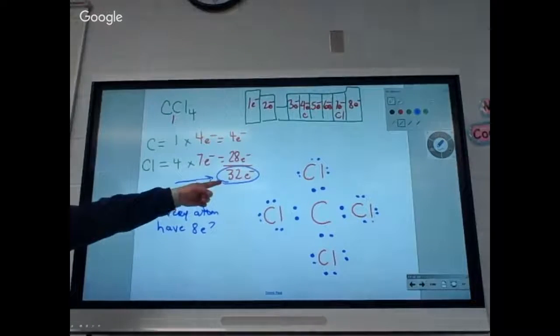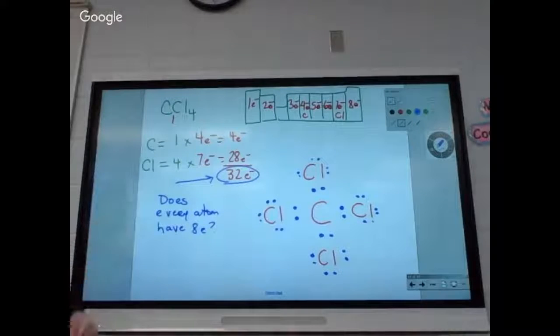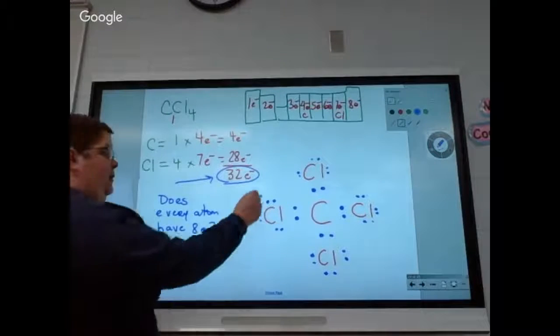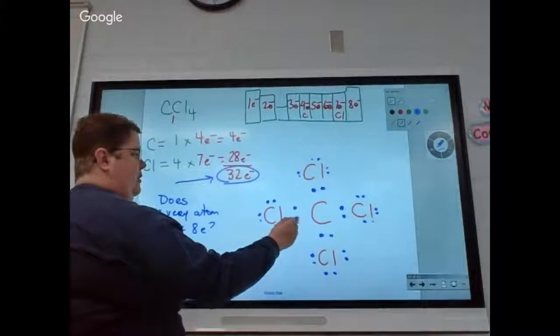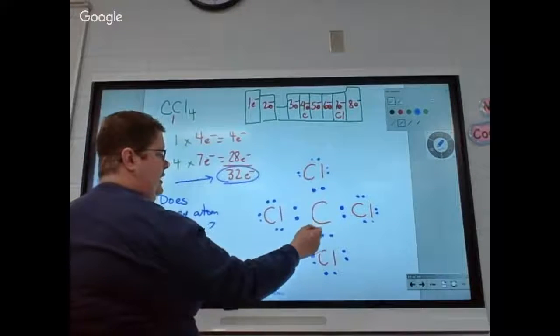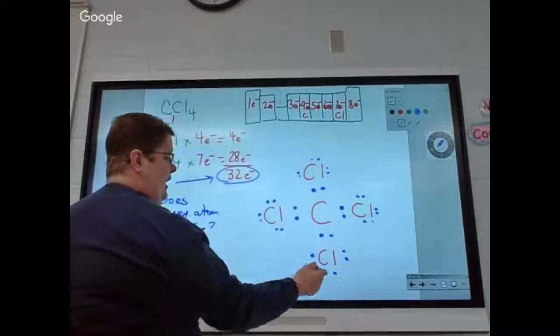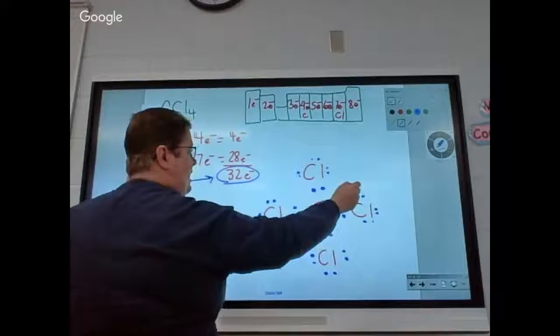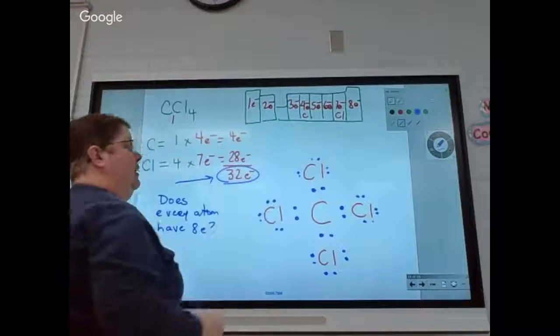Did I draw in 32? Yes. Does every atom have 8? 2, 4, 6, 8. 2, 4, 6, 8. 2, 4, 6, 8. 2, 4, 6, 8. 2, 4, 6, 8. Yes.